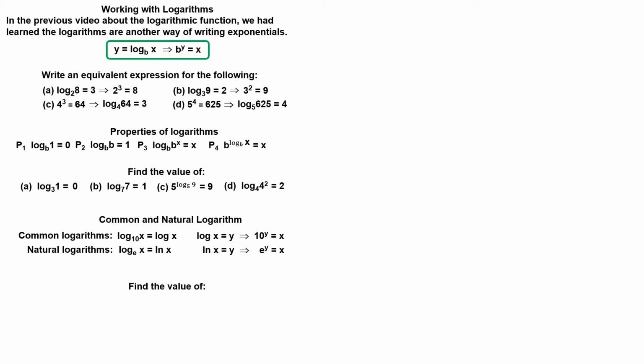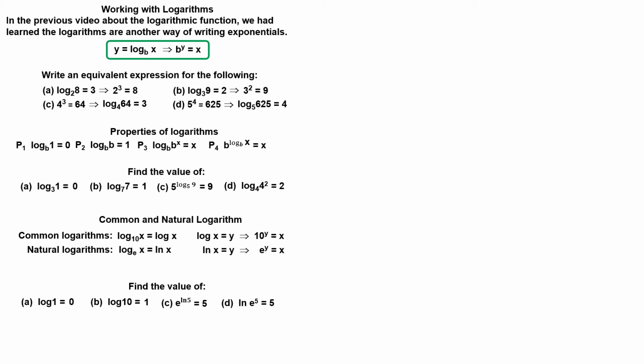Find the value of. Let's see how the properties of logarithms work for the common and natural logarithms. Log of 1 is 0, property 1. Log of 10 is 1, property 2. To find the value of this expression, we use property 4. ln of e raised to the power of 5 is 5. We use property 3.